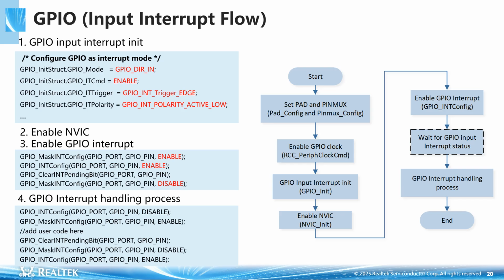Step 4. When the pin's level meets the set interrupt conditions, it will trigger an interrupt and enter the interrupt handler. In the interrupt handler, disable the interrupt and clear the interrupt flag. Add user code as needed. Choose whether to enable the interrupt again. If you want the interrupt to occur repeatedly, you can re-enable the interrupt.